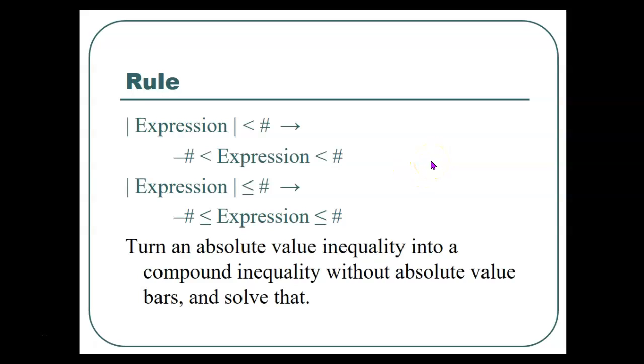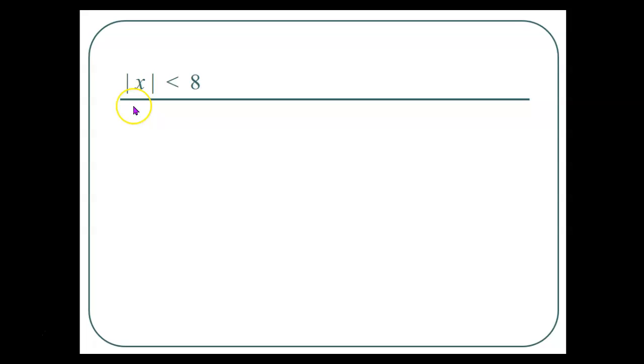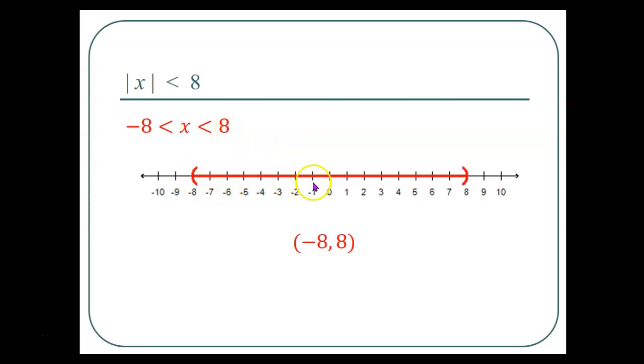So let's see some examples. The absolute value of x is less than 8. This is just like that last example, but there's an 8 instead of a 3. So what is it going to look like? -8 is less than x is less than 8. And on the number line, here's the graph, everything between -8 and +8, and in interval notation, that would be the interval from -8 to 8.